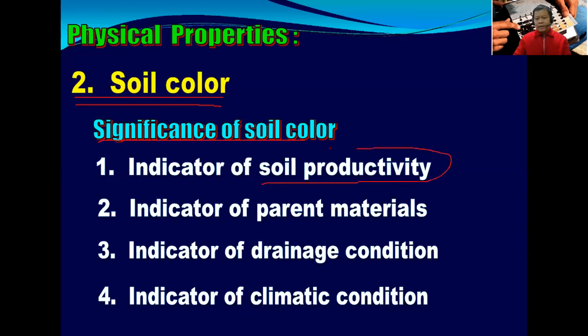I think most of us, alam naman siguro natin, na pag ang lupa ay maitim, darker in color, we have an idea that particular soil is fertile and maybe productive, rich in minerals and nutrients. For example, humus is darker in color, and humus or organic soils are productive soils. Also, colors serve as an indicator for parent materials.